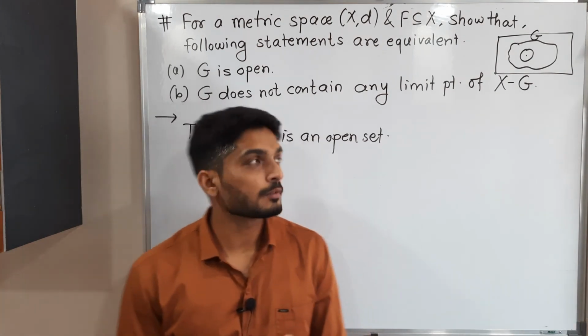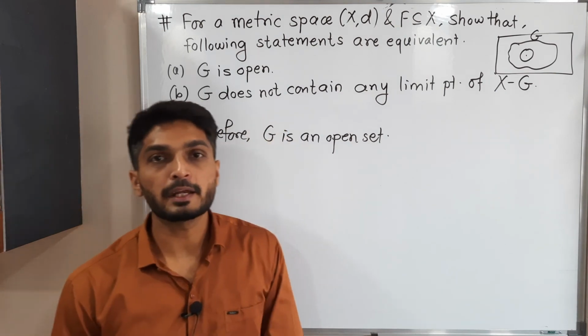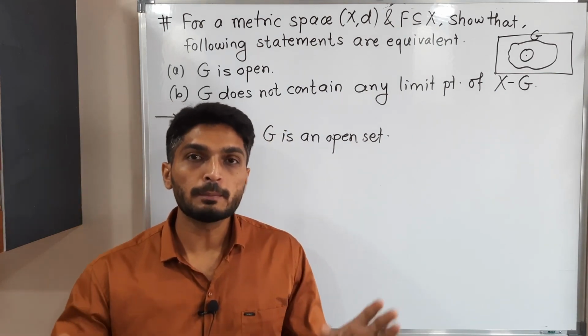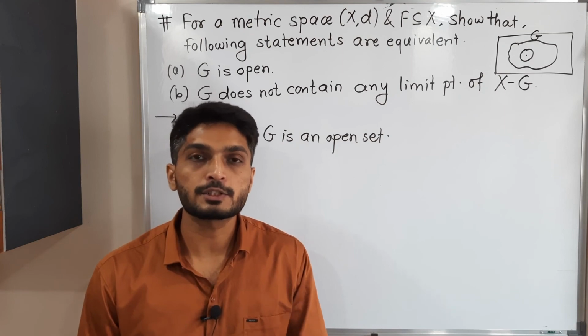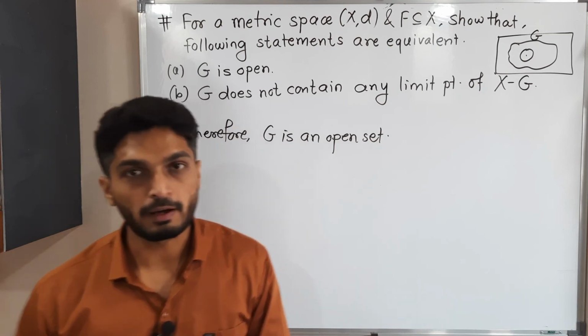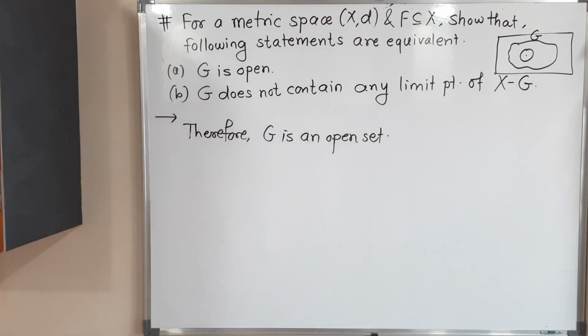We started by assuming statement B and we proved A. So in both ways we have done. So therefore we can say statements A and B, both of them are equivalent. In this way we have completed the proof of this theorem.